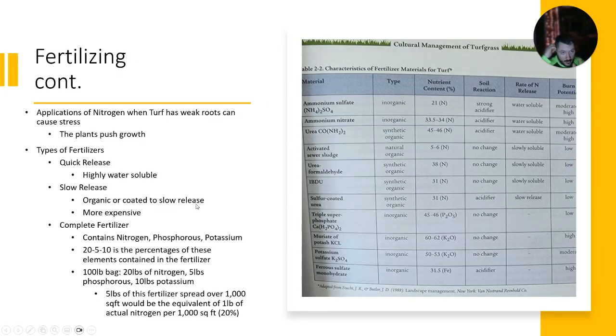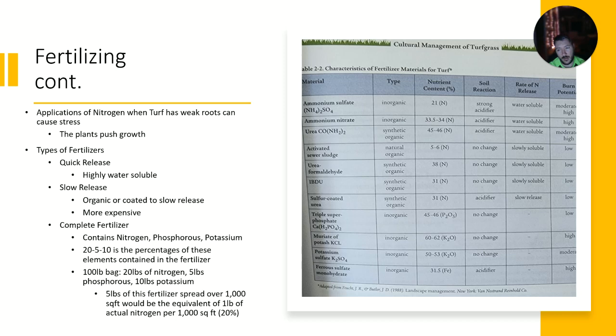So fertilizing continued. This is a picture from the 3A book, and it tells you what materials there are for nitrogen, phosphorus, potassium, iron, and if they're organic or synthetic, if they're acidic or an acidifier, if they're water soluble, if they're slow release, and what the burn potential of them is. This is a very, very good table to look at. Applications of nitrogen when turf has weak roots can cause stress because you're pushing the plant, telling it to grow, but it doesn't have the root system to support itself or to acquire enough water.